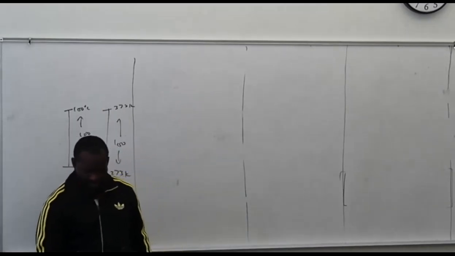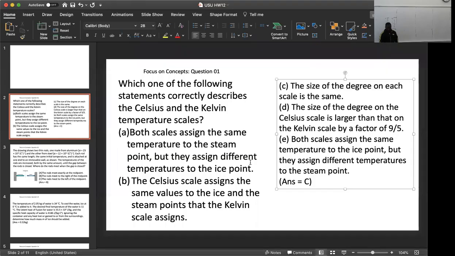So let's see what C says and why the others are wrong. Both scales assign the same temperature to the steam point, but they assign different temperatures to the ice points. That's not correct. The steam point is the upper fixed point. The ice point is the lower fixed point. They don't have the same. This is 0 and that's 100, this is 273 and that's 373. So A is wrong. B says the Celsius scale assigns the same values to the ice and the steam points as the Kelvin scale. No way, that's not true.